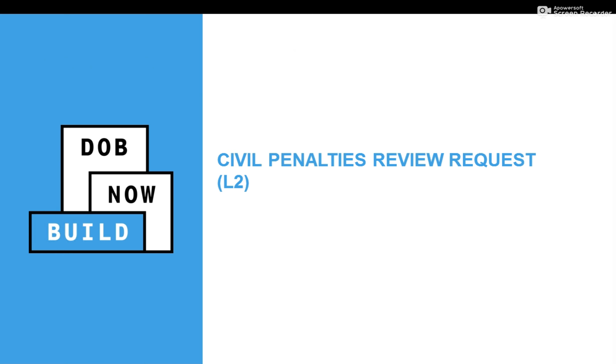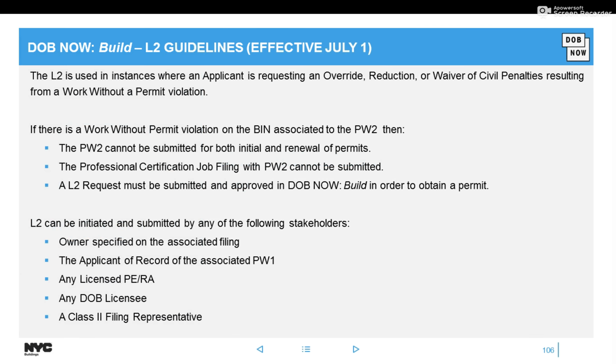So L2s. Now, as of July 1st, for job filings that were created in the system from that date, you can now scroll to that same select action column and request an L2. Now, there are a few guidelines in the upcoming slides that I have, but I'll just talk about the key points. So you can request an L2 once there's a work without permit violation on the BIN. So when you attempt to get a work permit, you may see a notification that it has a work without permit violation. You would then head back to your dashboard and click Request L2.